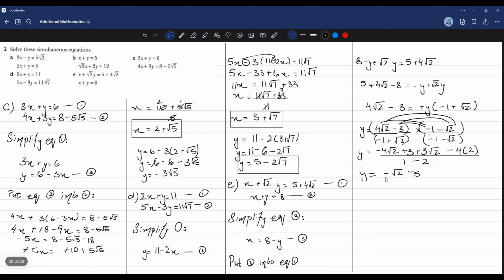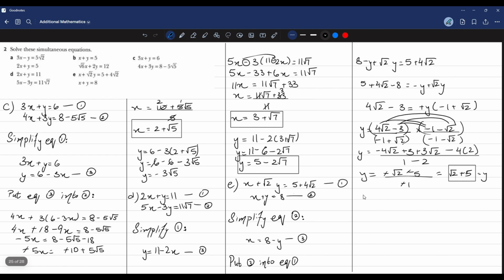So y is negative 5 divided by negative 1. Again, because this is negative 1, we can just turn everything into positive. So under root 2 plus positive 5 is equal to the value for y. And that's it. 5 plus under root 2 is your answer for part E, the y value.